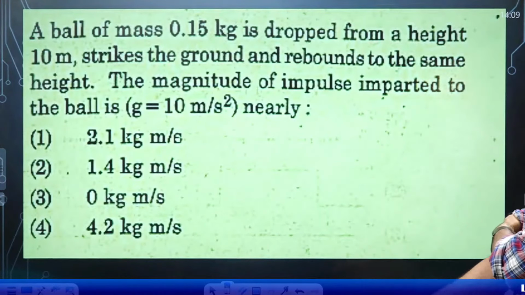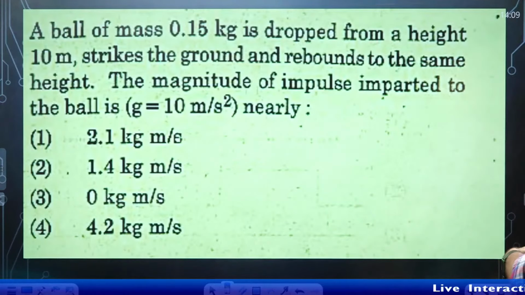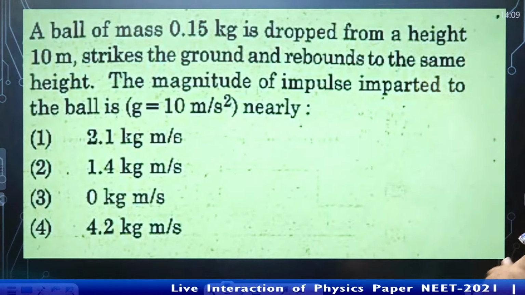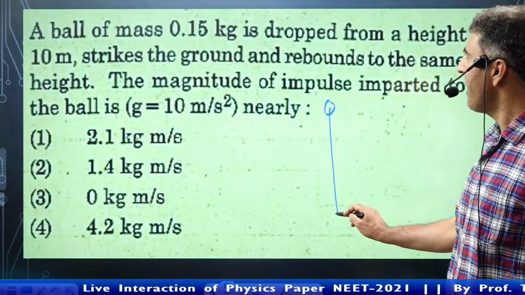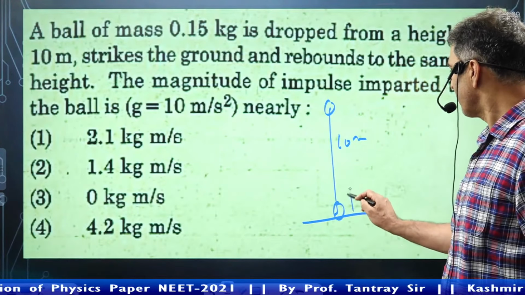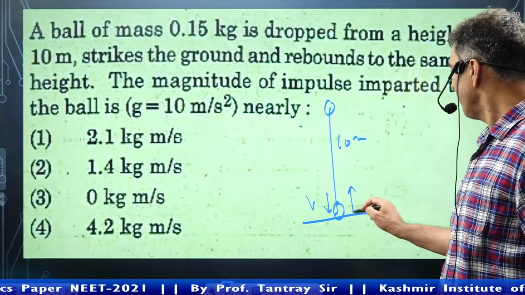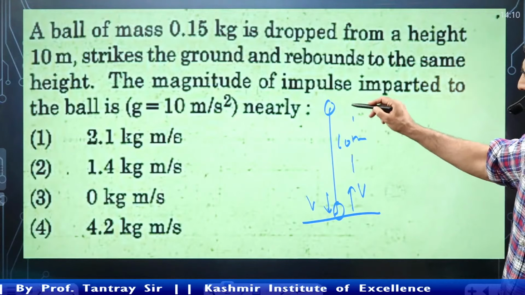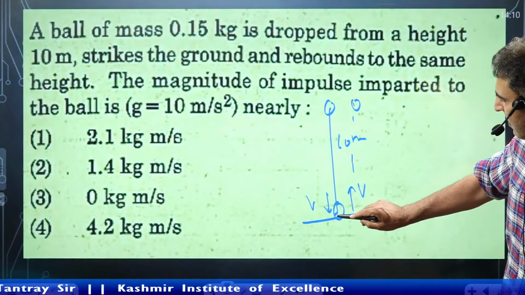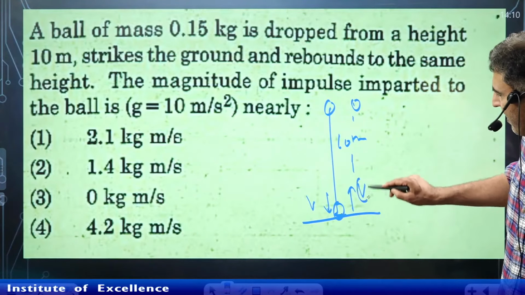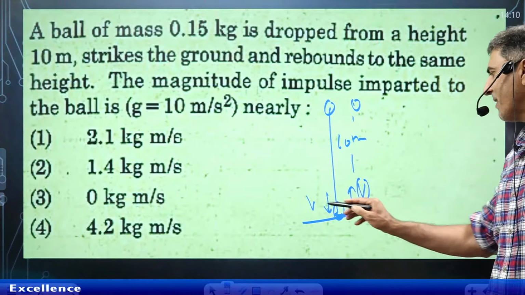A ball of mass 0.1 kg is dropped from a height of 10 meters, strikes the ground, rebounds to the same height. The magnitude of impulse is given by. See here, a ball is dropped from a height of 10 meters. It hits the ground. It has a velocity v, comes back with the same speed. Of course, the velocity changes, but same speed, goes to the same height. That means it has not lost any energy here. So that means it will come back with the same speed. Once it rebounds, it comes back with the same speed.